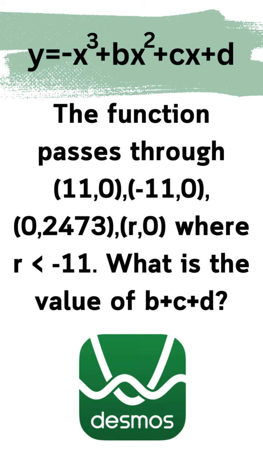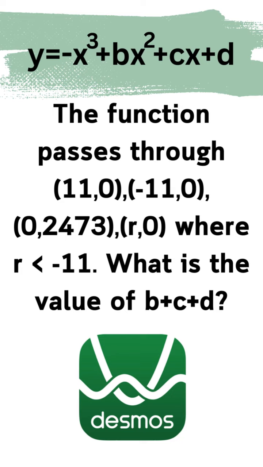All right, we have y equals negative x cubed plus bx squared plus cx plus d. The function passes through (11, 0), (-11, 0), (0, 2473), and (r, 0), where r is less than negative 11. What is the value of b plus c plus d?